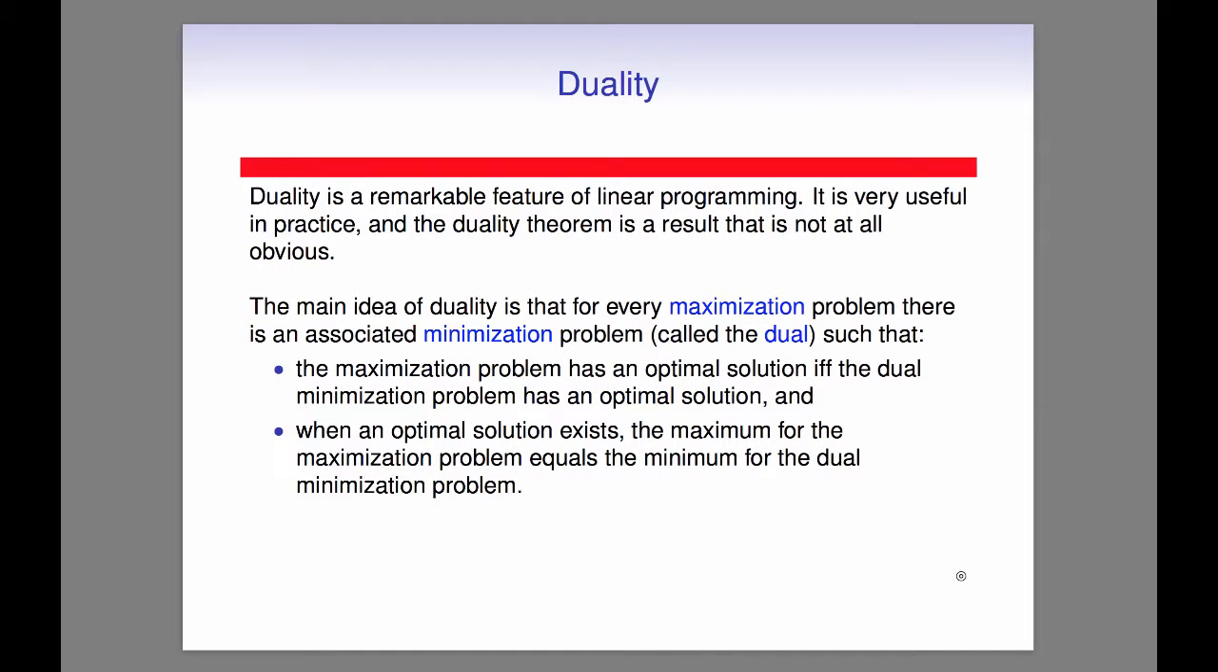This week, the key concept is duality. And duality is quite a remarkable feature of linear programming, and it's of interest theoretically, but it's also very important practically. And the basic idea is that problems come in pairs. For every maximization problem, there is an associated minimization problem called its dual.